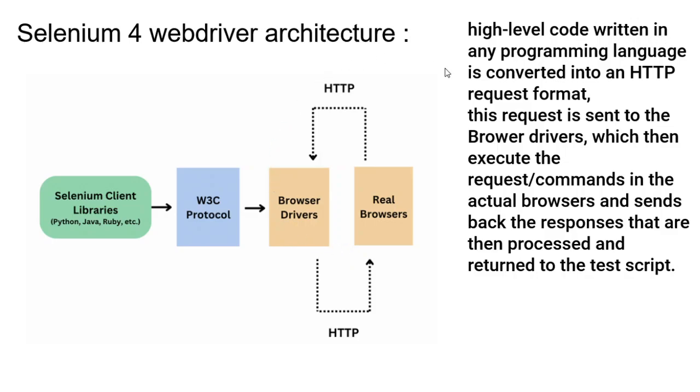In Selenium 4, high-level code written in any programming language is converted into HTTP request format. This request is sent to browser drivers, which then execute the request command on actual browsers and send back the responses that are processed and returned to the test script. So whatever validation we have written in the test script will be validated. So this is the high-level architecture of Selenium WebDriver.